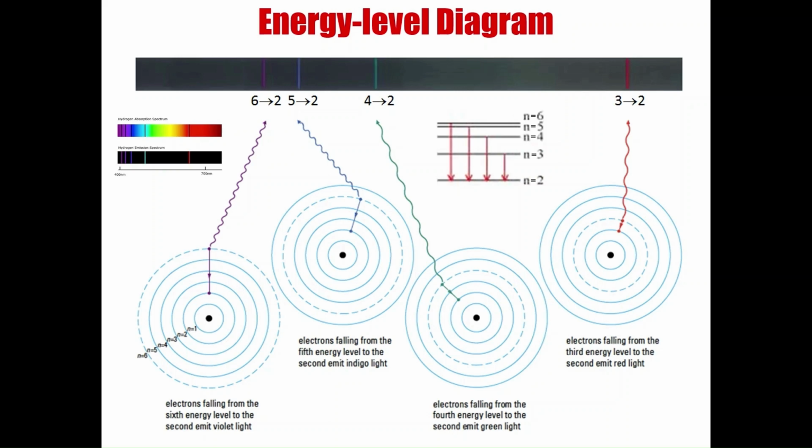And of course, you can see in the top left-hand corner here, the absorption and emission spectrums of hydrogen. And they represent those specific transitions, those specific colors that are created because of the different jumps by the electron.